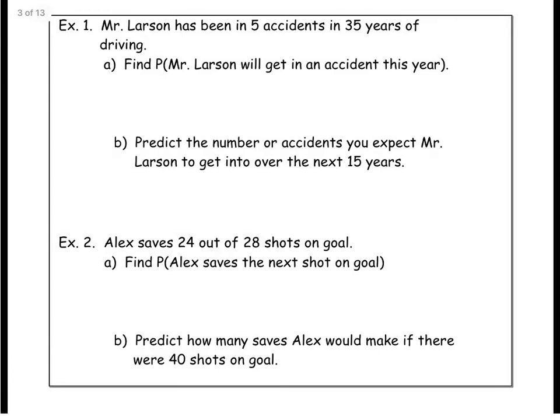Okay, so a couple examples. Says Mr. Larson has been in 5 accidents in 35 years of driving. Find the probability that Mr. Larson will get in an accident this year. Well, if we think back to probability, it's the number of times something happens over the total number of trials. So he got into 5 accidents, and that was in 35 years. And we can divide those both by 5, and the probability is 1 out of 7. So the probability that Mr. Larson will get in an accident this year is 1/7.